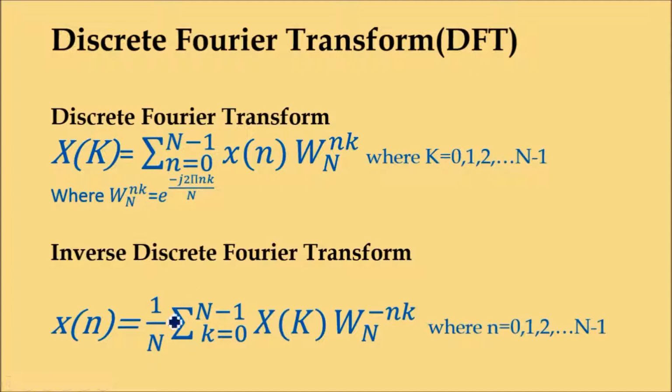Now, the inverse discrete Fourier transform is calculated as x(n) equal to 1 upon N, summation starting from k equal to 0 to N minus 1, X(k) W_N raised to minus nk, where n starts from 0, 1 to N minus 1. So this is the general formula for the N-point DFT.